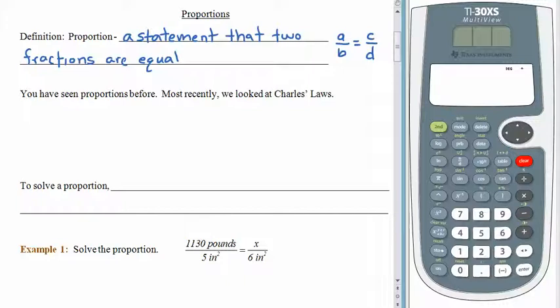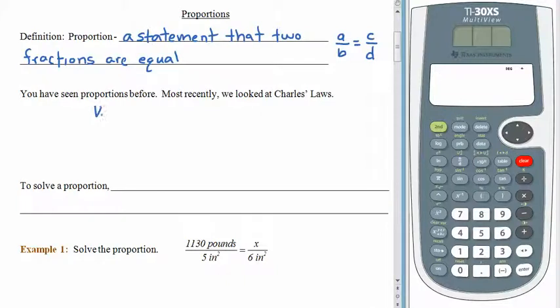And of course, you've seen things like this before. We worked with proportions when you were creating equivalent fractions, when you were finding common denominators. And we've even solved equations involving two fractions where one of the pieces was missing. Most recently, we've looked at Charles's laws. So, just because it's fresh in our mind, let's see if we can't write those down.